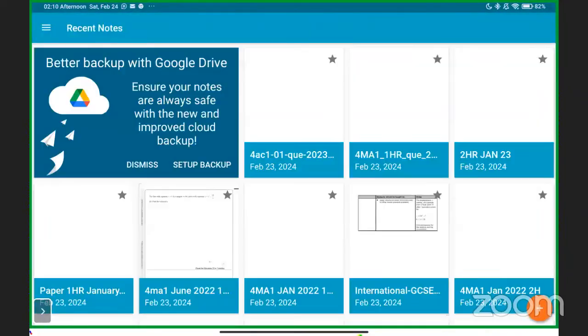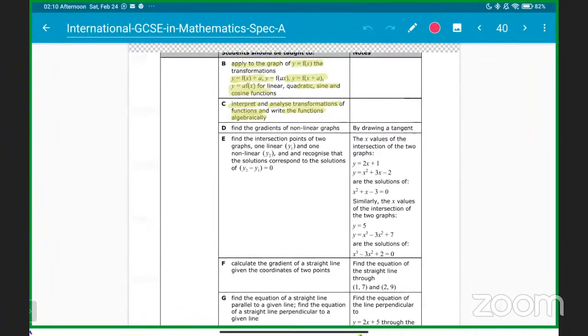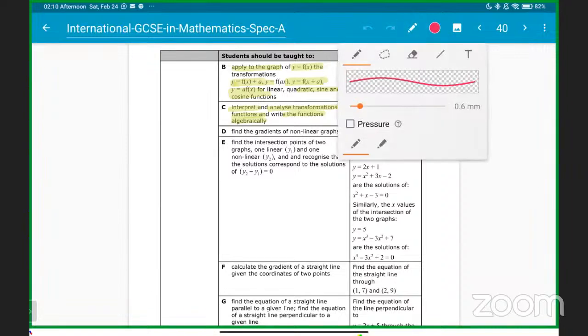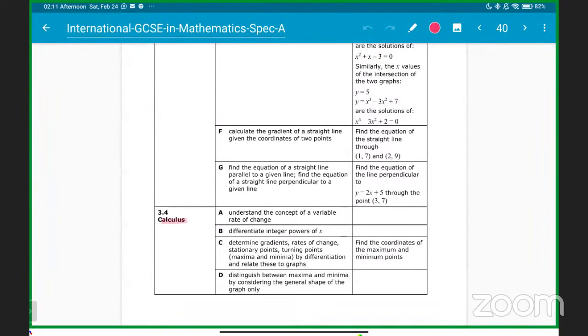So our target for today, if we look at the syllabus perspective from last class, we did this, right? Today we are going to talk about calculus. That is basically understanding the concept of a variable rate of change.